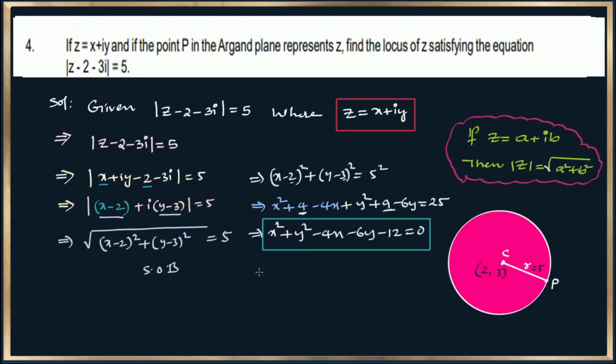Therefore the locus of P is a circle with center (2, 3) and radius r equals 5.